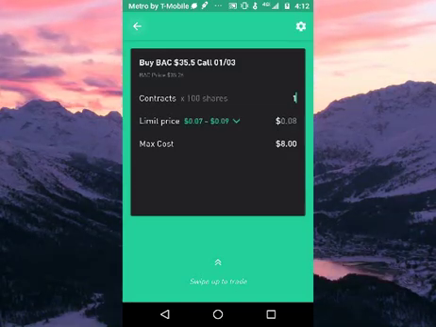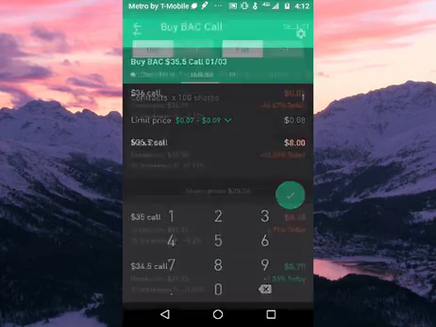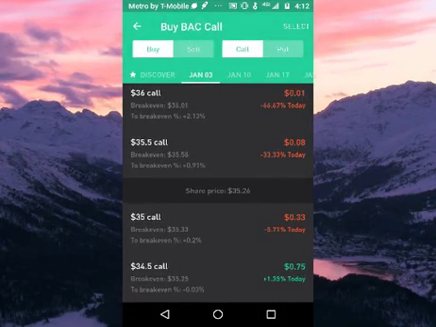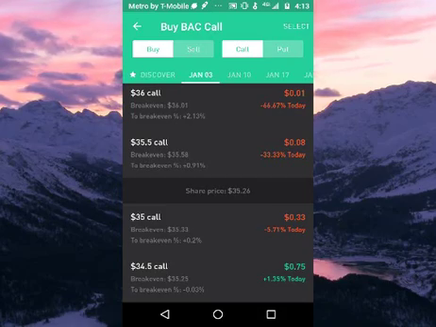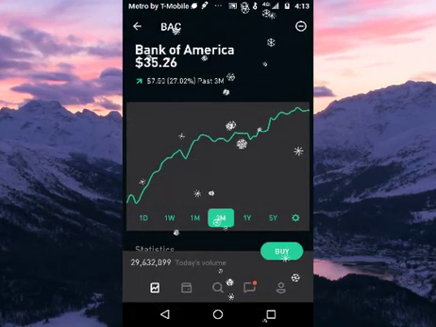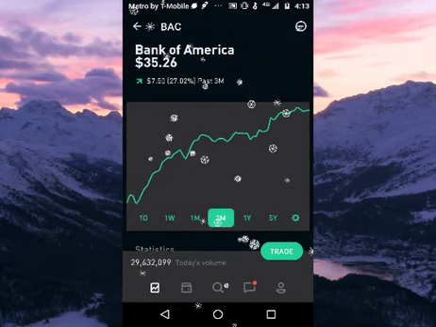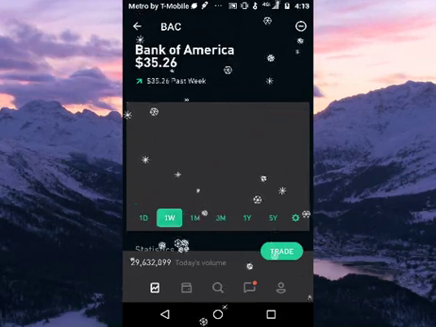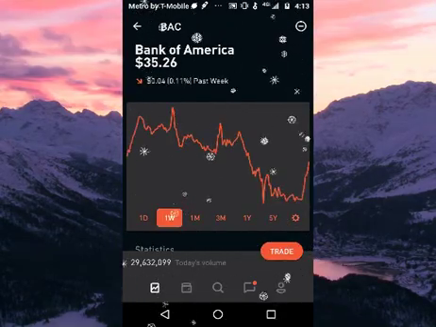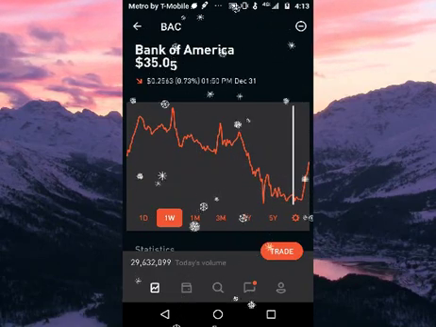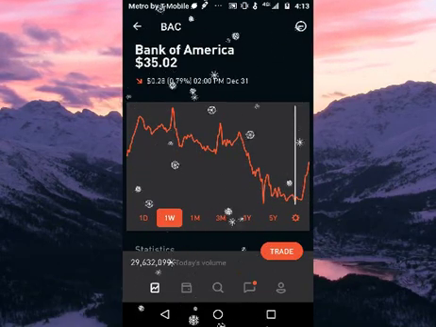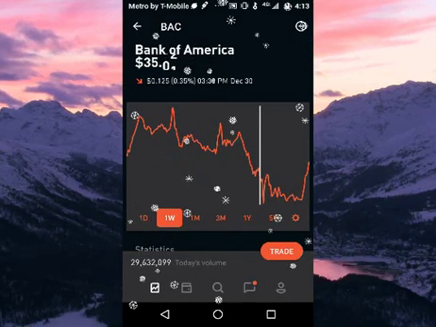Now let's go back, and I'm going to show you how to open a put. That means let me analyze the chart of Bank of America one more time and see what it can possibly go. So that is the 3 month chart that we just looked at. Let's look at the weekly chart. So the weekly chart is Bank of America was trading at $35.06. The low that it made is $35.02.